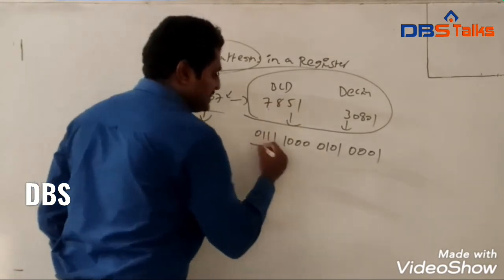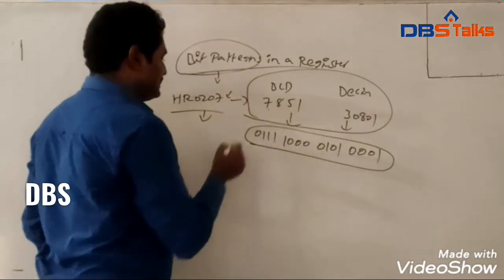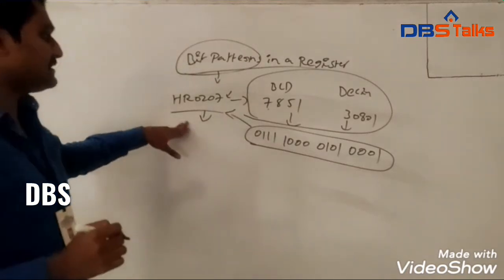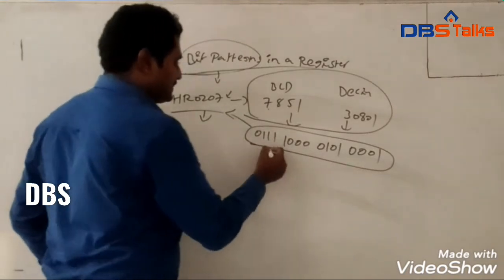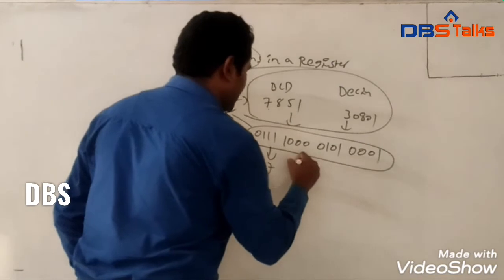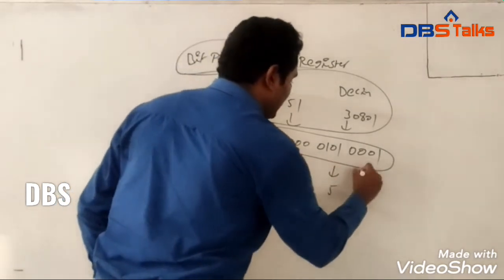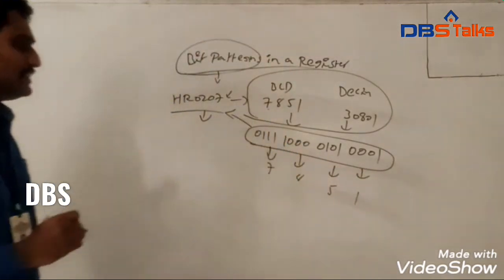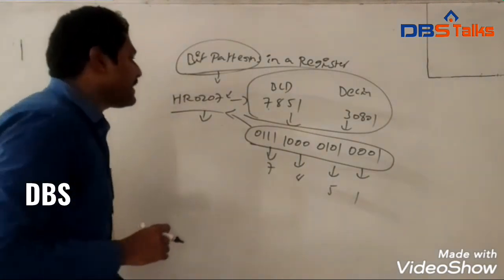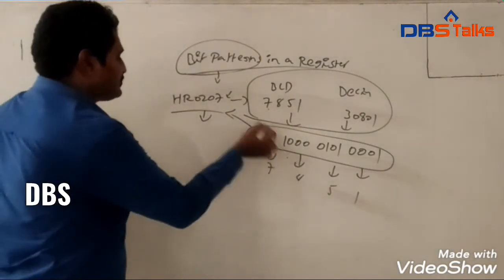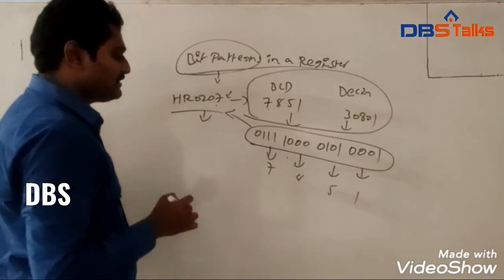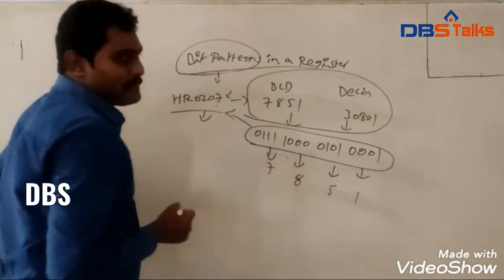Here I am using these binary bits in this register. So HR0207, I am using these registers. This one is equivalent to 7, this one is equivalent to 8, this one is equivalent to 5, and this one is equivalent to 1. So these are used in the bit pattern. Here I am inserting these values into the register. After that we will follow the operation.